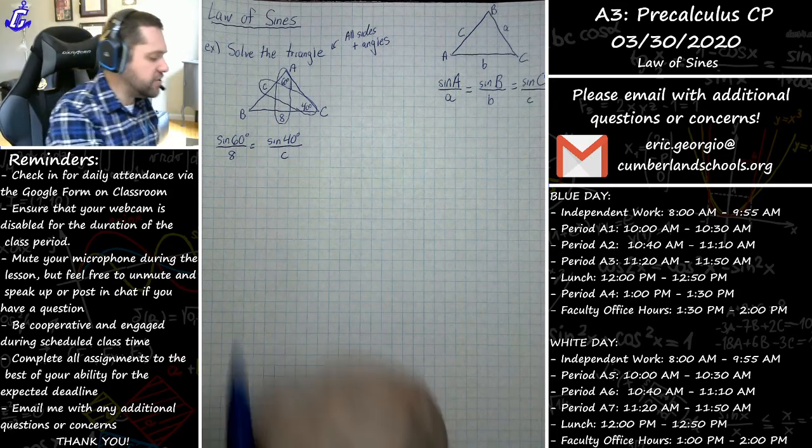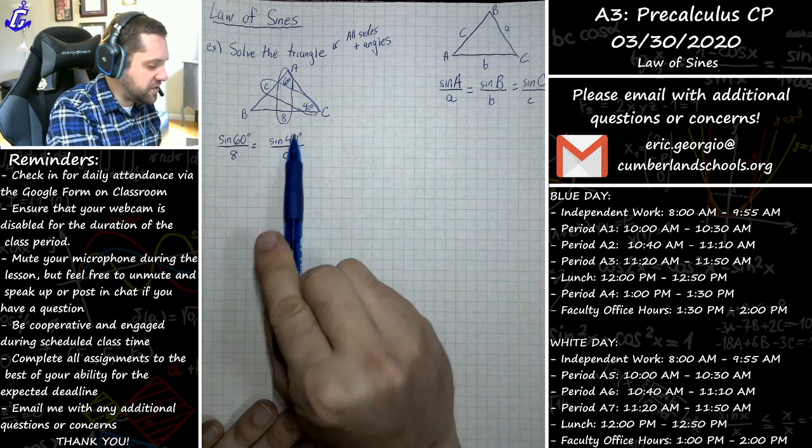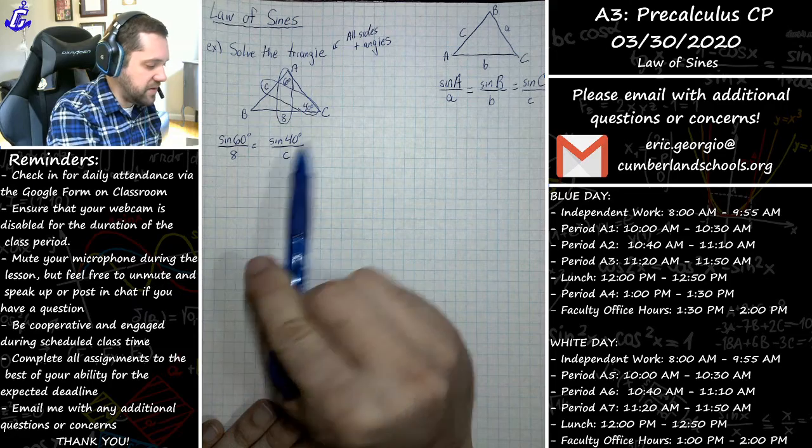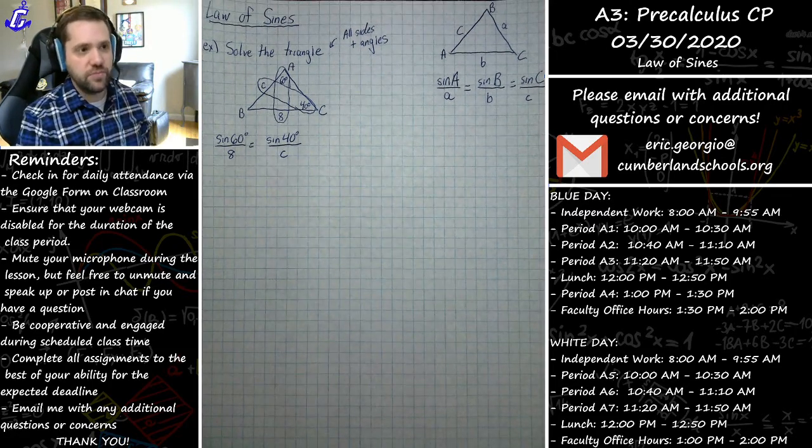Does that make sense? Because you're just saying the sine of any angle divided by the side opposite to it is equal to the sine of any angle divided by the side opposite to it. For all three sides in a triangle, that relationship is always true, which is pretty cool.